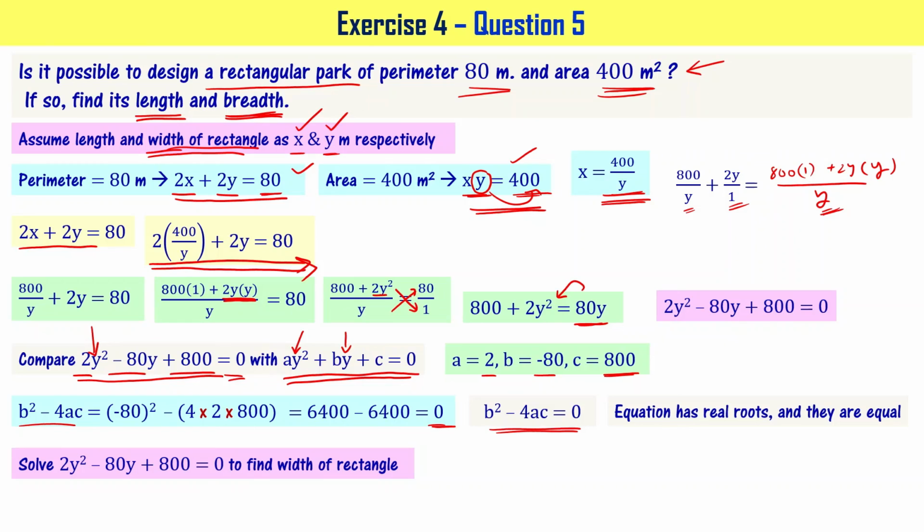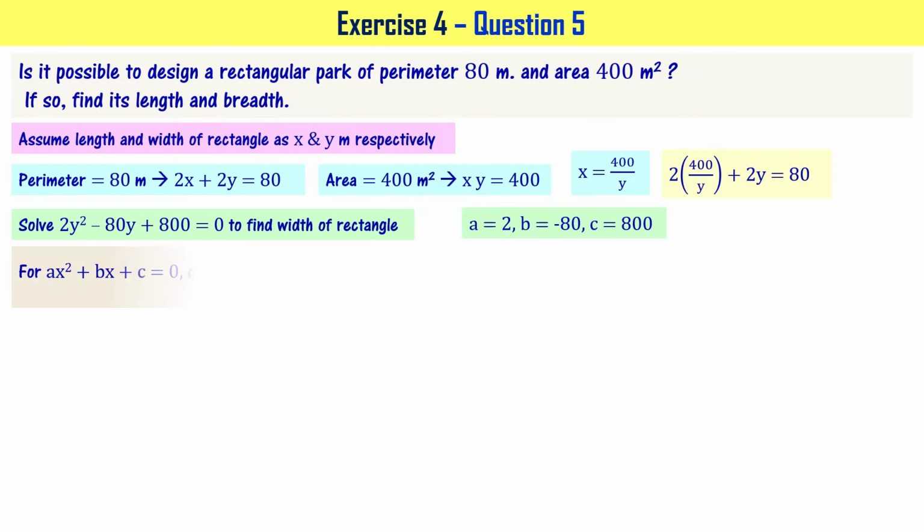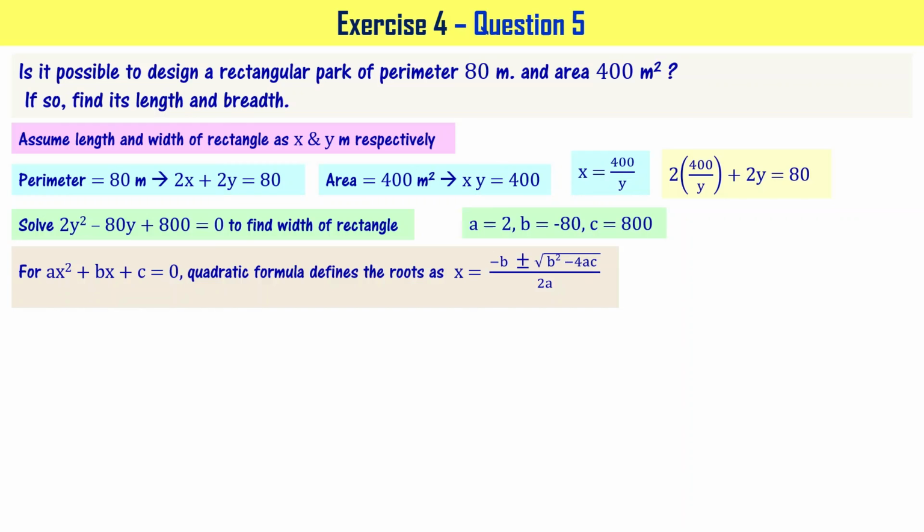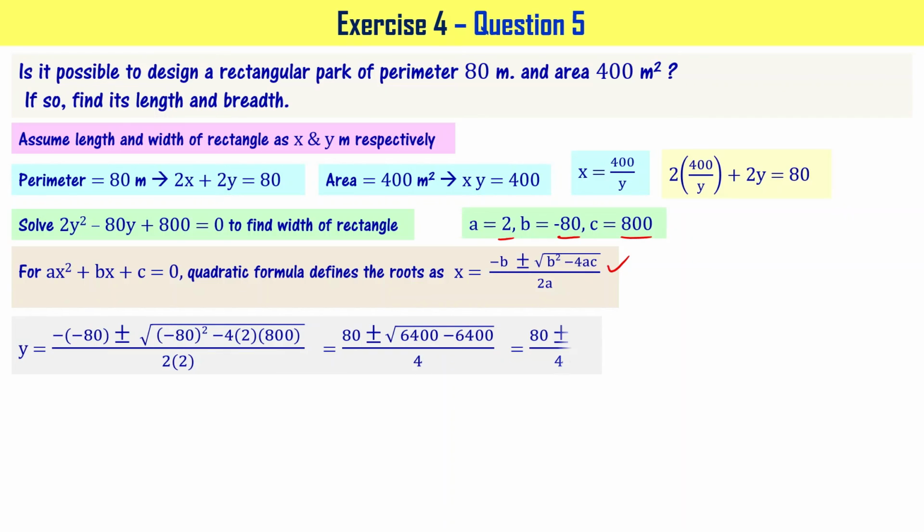So let's solve this equation to find width of the rectangle first. Once you know the width of the rectangle, then you can find its length, right? For that, we are going to make use of quadratic formula, that is x equal to minus b plus or minus square root of b square minus 4ac divided by 2a, right? And we know values of a, b and c. Let's substitute them into this equation so that y is going to be 80 plus or minus 0 divided by 4, right? It means y equal to 20.